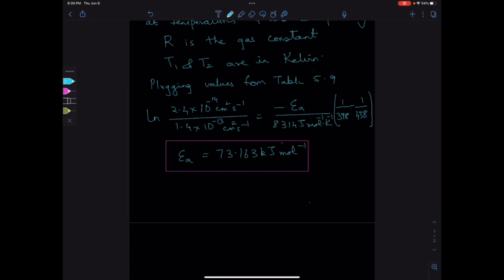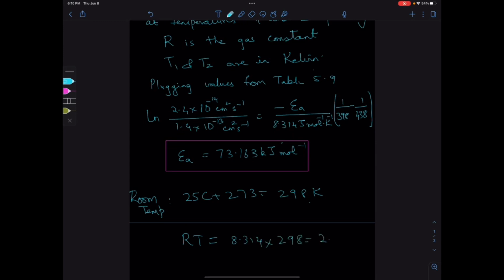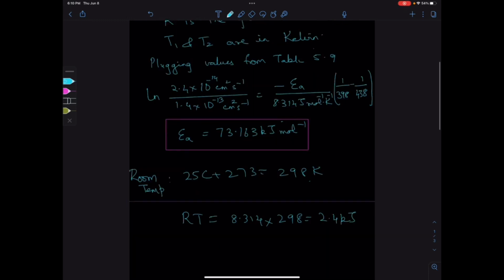So to get some perspective, room temperature is 25 centigrade, which is 298 Kelvin, and RT at room temperature would be 8.314 times 298, which is 2.4 kilojoules, which means about 25 times of energy is needed for diffusion to happen.